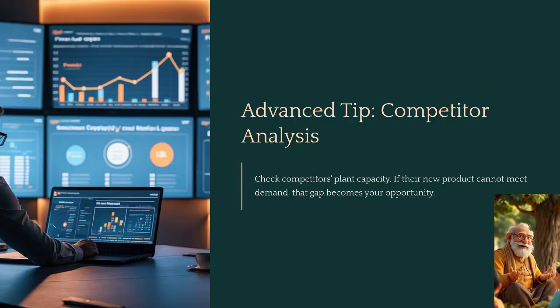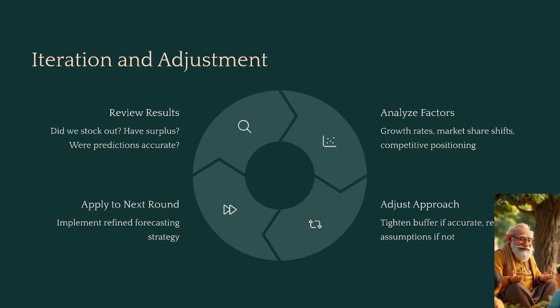Section 9. Iteration and adjustment. Forecasting is not a one-time event, it's iterative. Each round, revisit growth rates, market share shifts, competitive positioning, launches or discontinuations. Ask yourself, did we stock out? Were we left with surplus inventory? Were our predictions aligned with reality? If yes, great, tighten your buffer. If not, re-examine your assumptions.